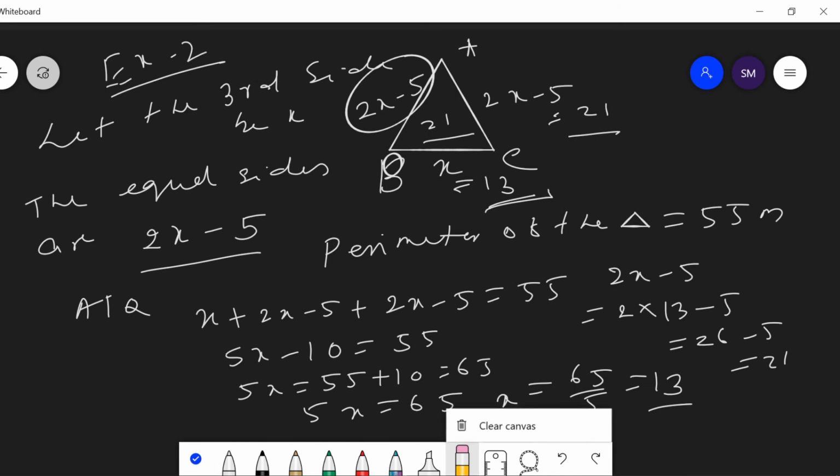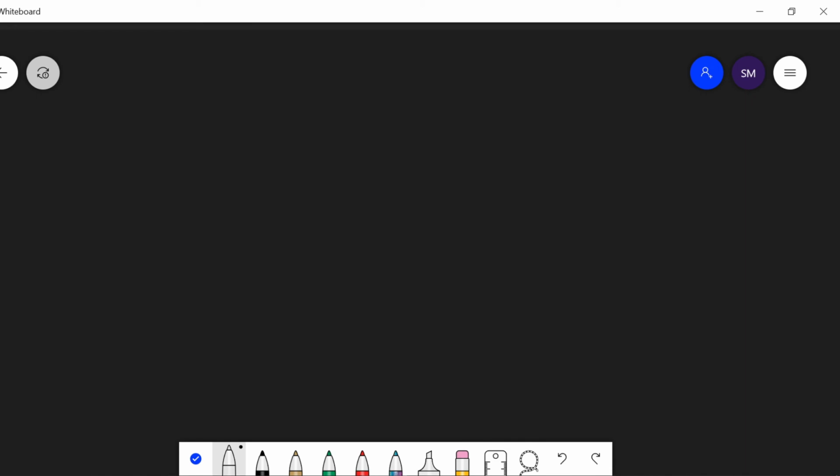Then let us solve some more questions. Students, while you are solving linear equation word problems, at first try to understand the questions properly. Here is another question, or let us practice a variety of questions, and ask me your doubts.